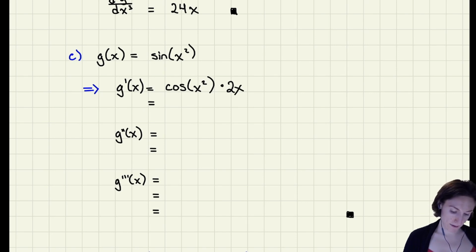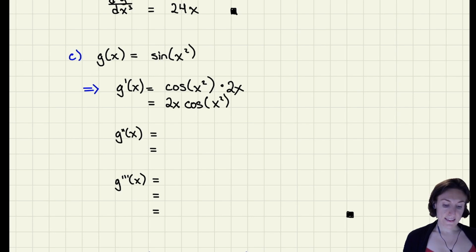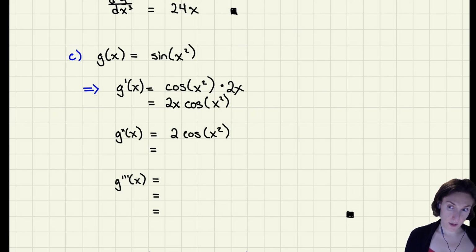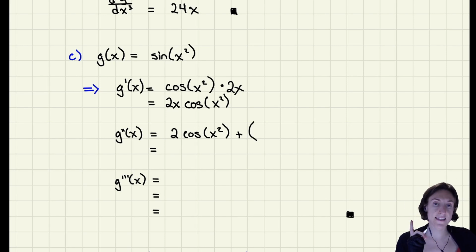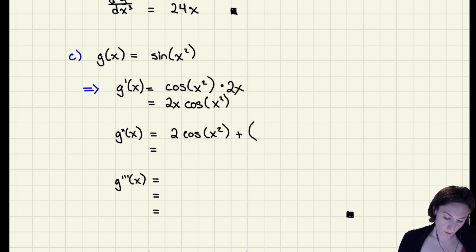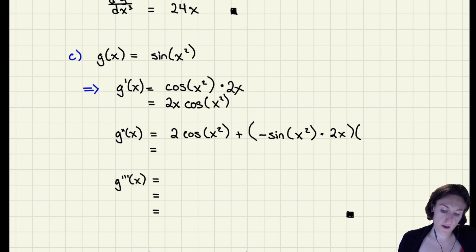And I'm just going to rewrite it so it's easier for me to look at: 2x cos of x squared. To differentiate this now, I've got to do product rule. So the derivative of the first is 2 times the second plus the derivative of the second. Now I'm going to put brackets here because the derivative of cosine is negative sine. So I have negative sine, leave the inside, then by chain rule, take the derivative of the inside, that'll give me a 2x, and then multiply all that by the first. Don't forget about that first.